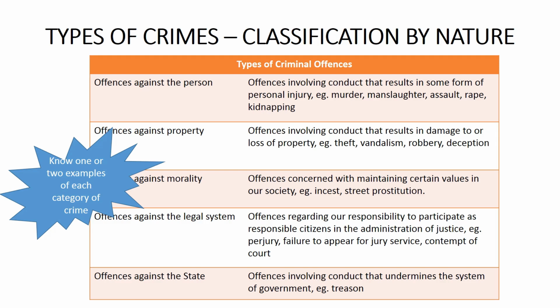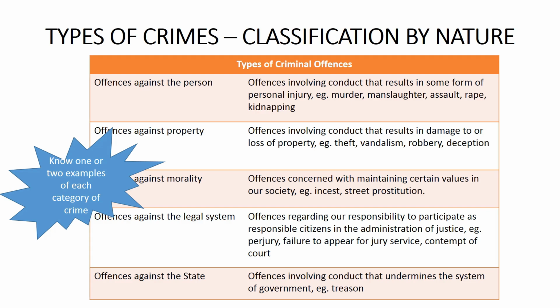The final category of offences is offences against the state. These are offences that involve conduct that undermines the system of government. The most obvious example of an offence against the state is treason. Treason occurs where a person tries to overthrow the government by force, as opposed to vote against the government in a democratic election.